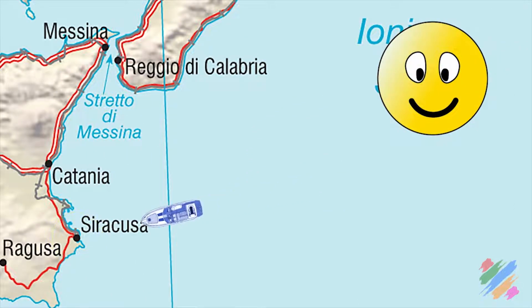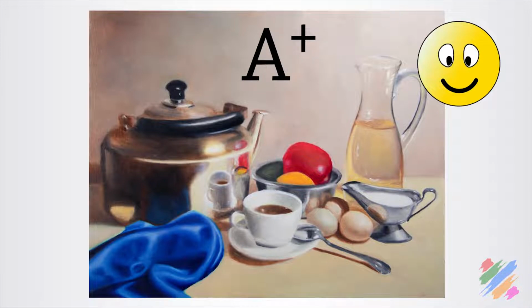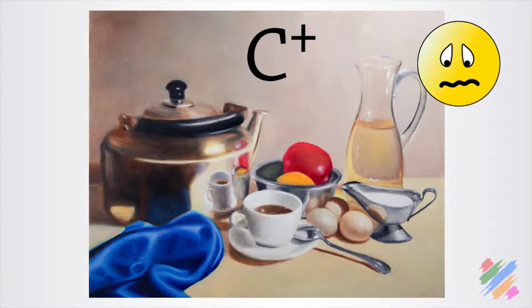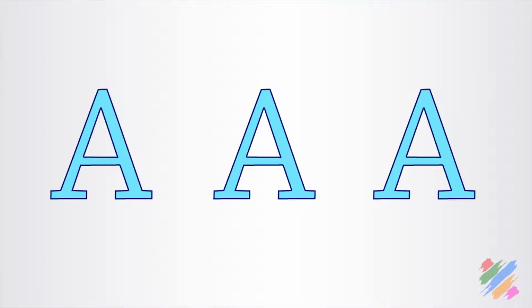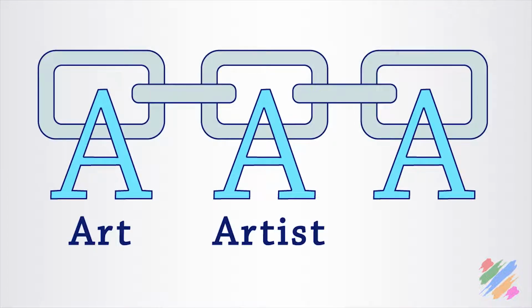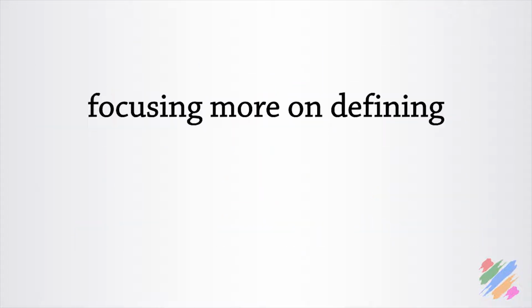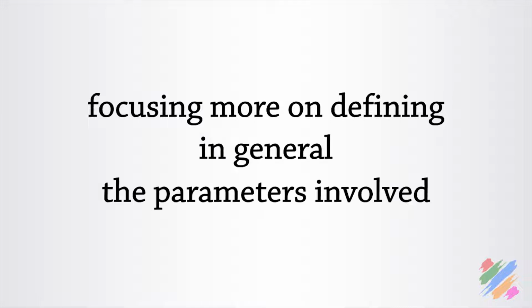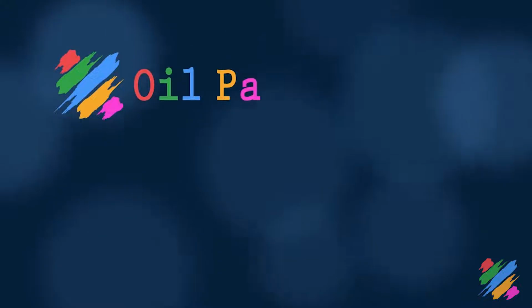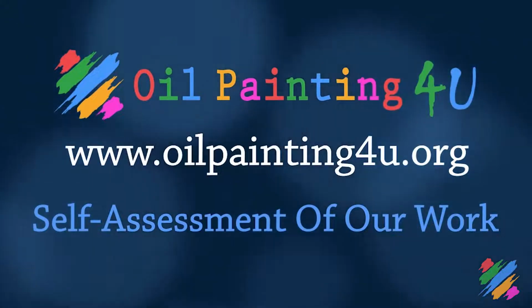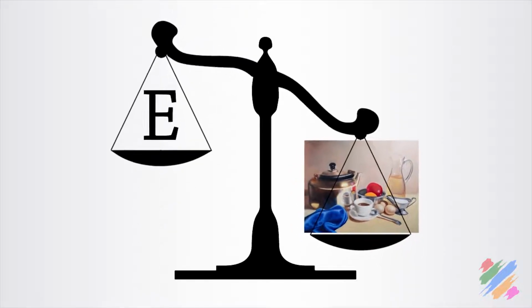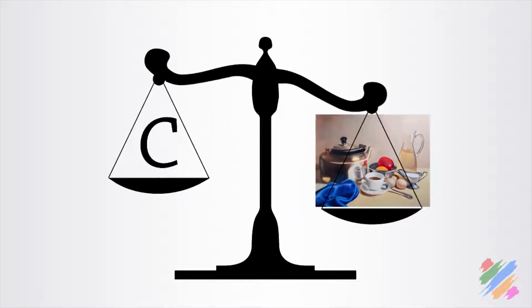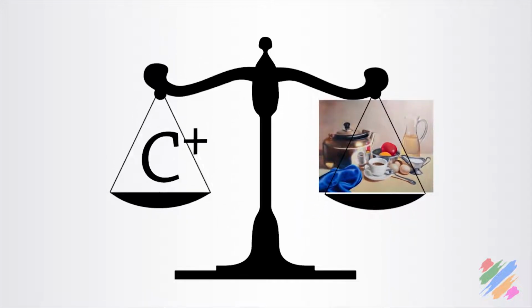We need to know where we stand now if we want to set the right direction for where we want to go next. Our target with this video and the next one is trying to set the basis for an objective evaluation of our work. In particular, here we're going to discuss the AAA chain, art, artist, and artwork, focusing more on defining in general the parameters involved, while in the next video we are going to see specifically in our case how to use them in order to try evaluating as objectively as possible our work by ourselves.